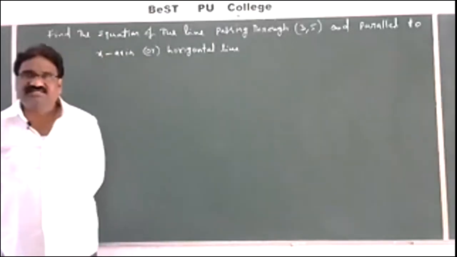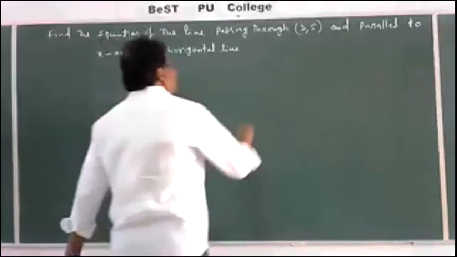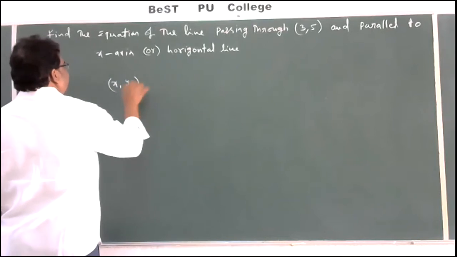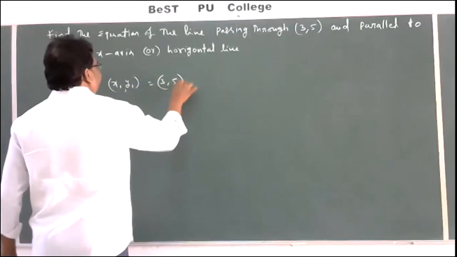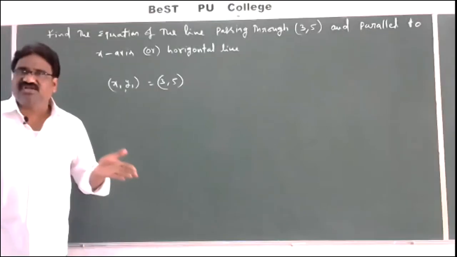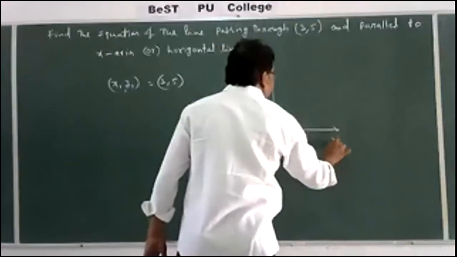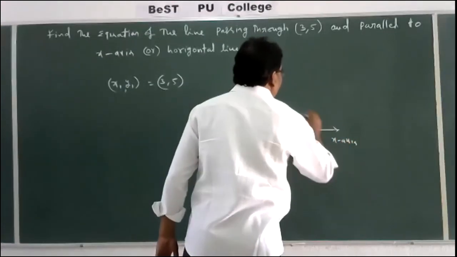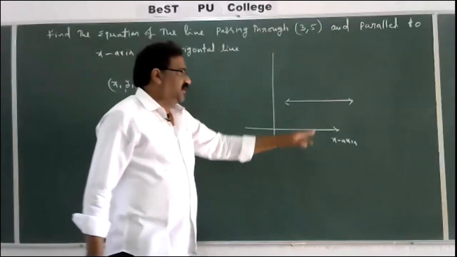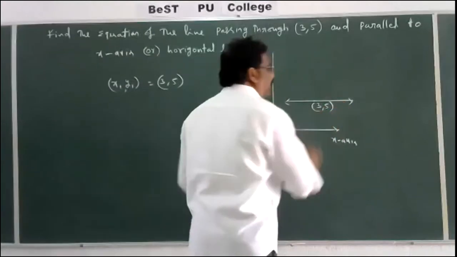The x-axis is the horizontal line. So here the point it passes through is given, that is x1, y1 is (3, 5). Yesterday we discussed that if two lines are parallel, their slopes are equal. For example, this is the coordinate axis, so this is the x-axis. The required line is parallel to the x-axis like this, passing through the point (3, 5).